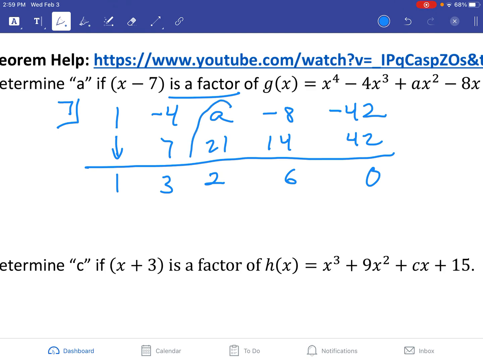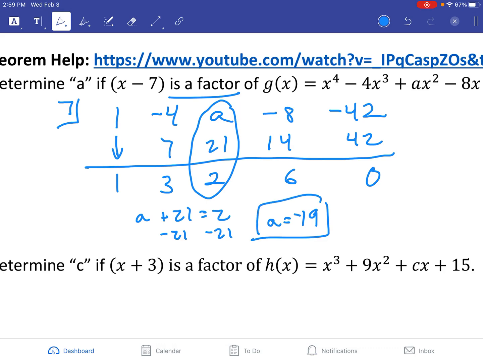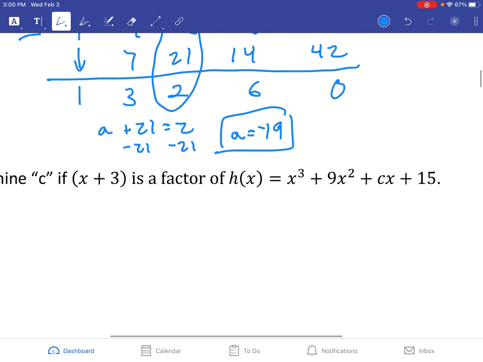Okay. Now, this is the column we want. We're going to set that column and make it an equation. A plus 21 is equal to 2. Subtract 21 from both sides. We get a is equal to negative 19. All right, that's it. Doing the same thing in the next question.